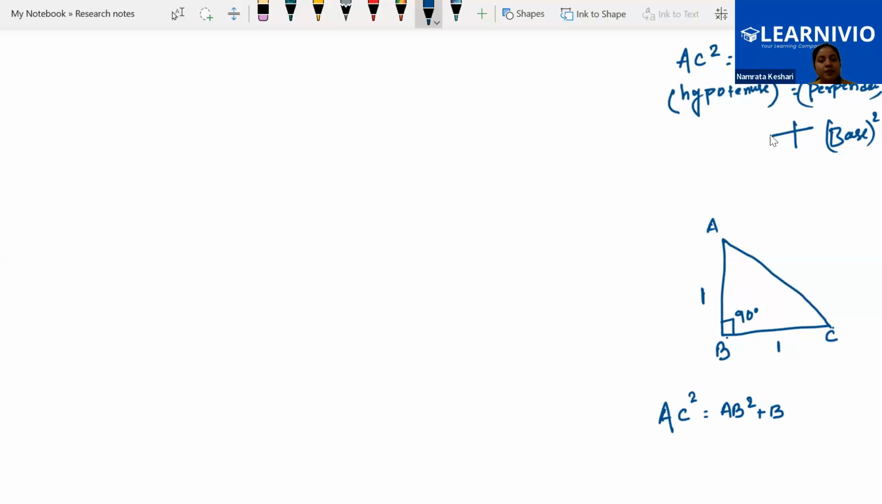Now we want to calculate the side AC by using Pythagoras theorem. So what does the Pythagoras theorem say? The Pythagoras theorem says that AC square is equal to AB square plus BC square. What is AB square? AB I have taken as 1 centimeter, so it is 1 square. BC is 1 square. So AC square, 1 square plus 1 square became 2.